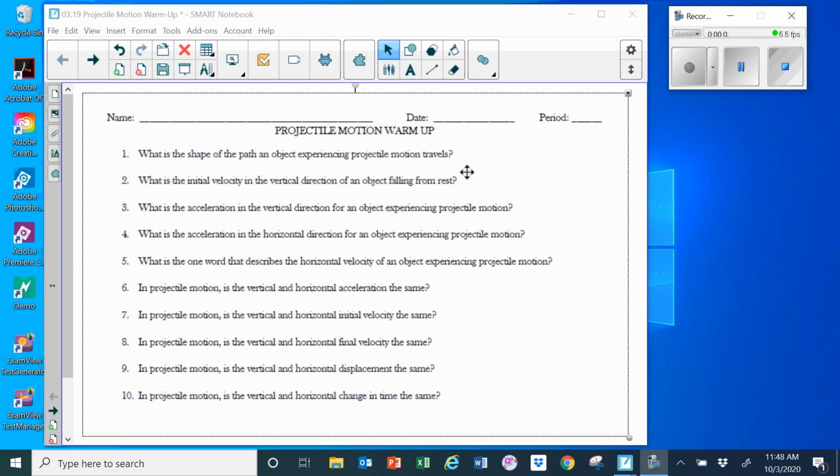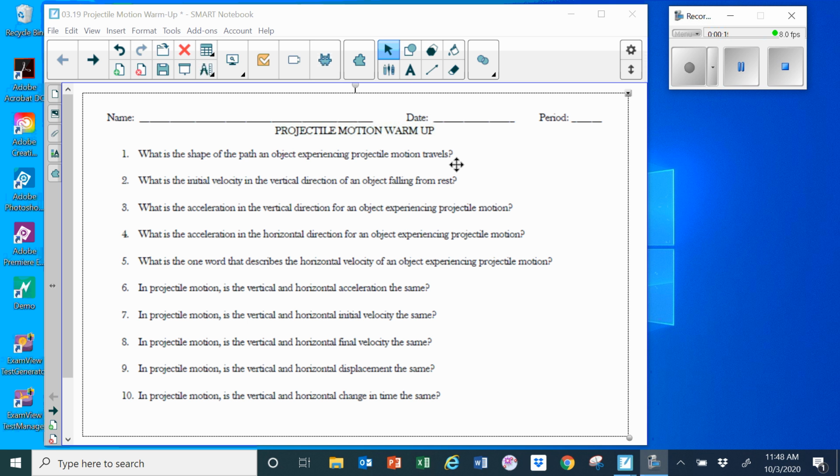We're going to do a warm up on projectile motion, and we're going to talk about just a few facts so that you know some things, so that hopefully this is all a review and none of this is really new. So we're going to go through it, and you can take some notes here.